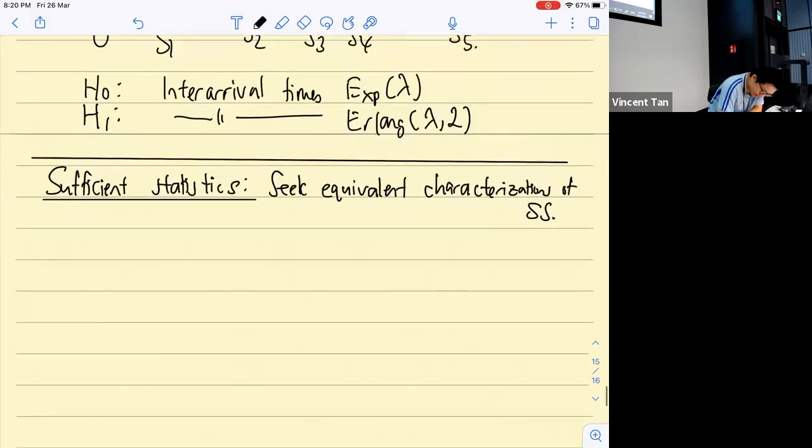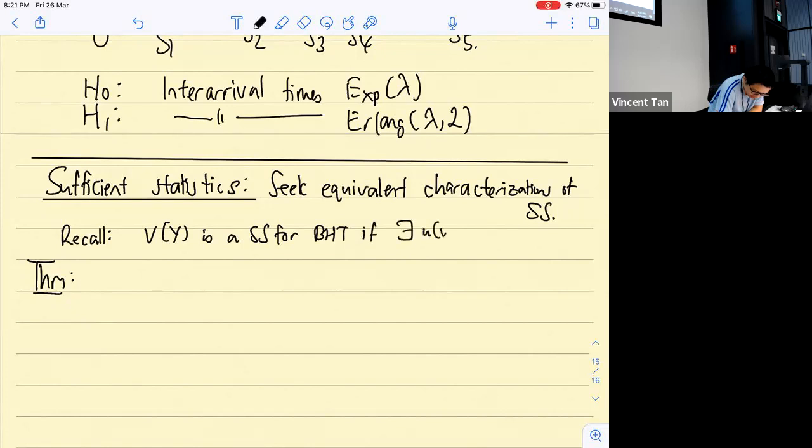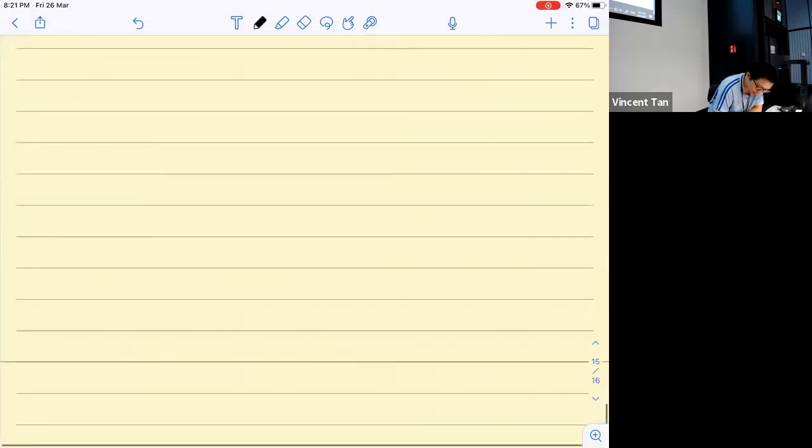Okay. So here's a theorem. We already know what is a sufficient statistic. Recall that V of y is a sufficient statistic for the binary hypothesis testing problem if there exists a function u of v such that I can recover the likelihood ratio from V of y. Okay, this is basically our recollection. All right. So basically I can go backwards.